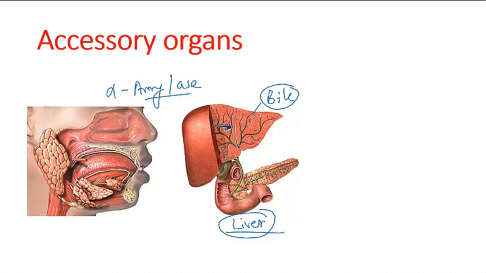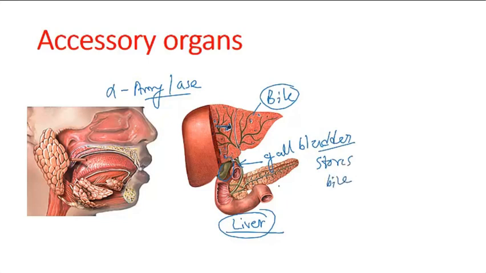Now this bile that is secreted, sometimes the extra bile released by the liver is stored in a small sac near the liver, which is attached to the region of the duodenum. That small section is known as the gallbladder, which stores this bile.